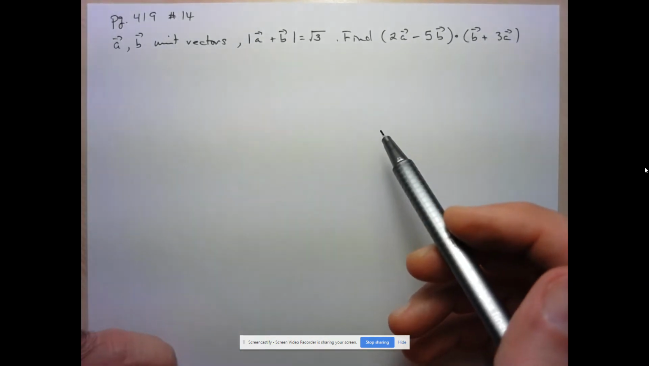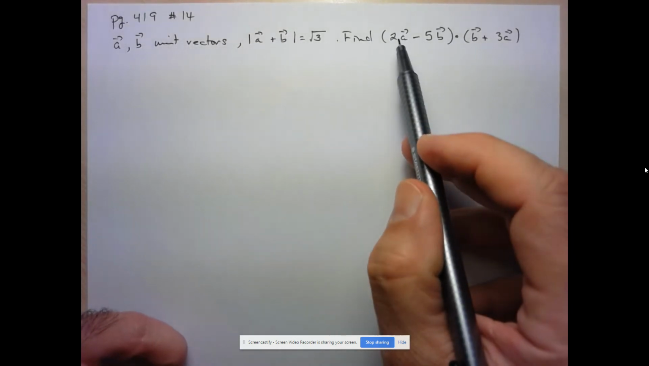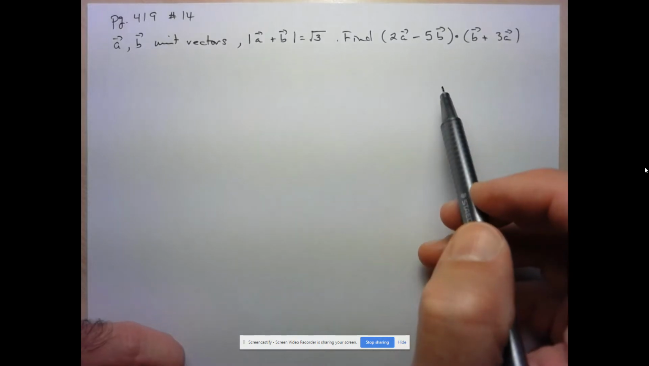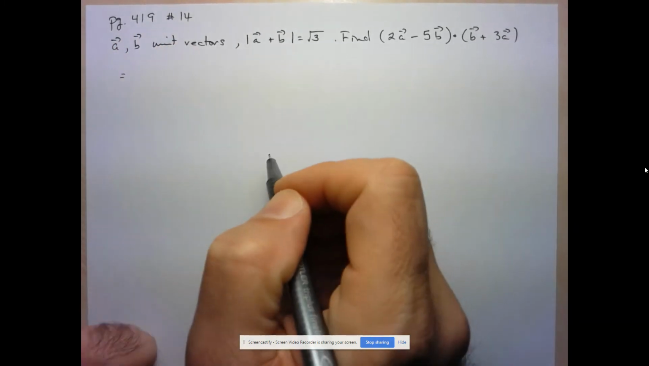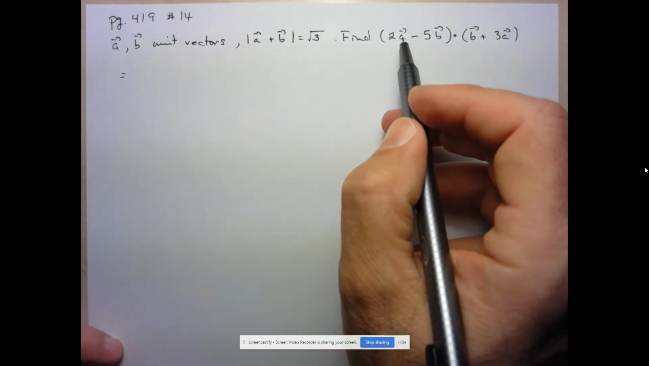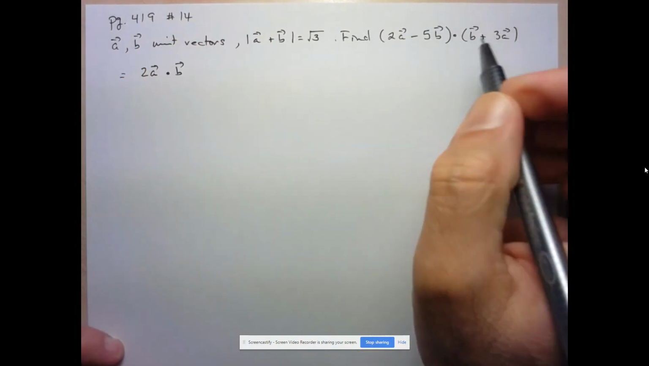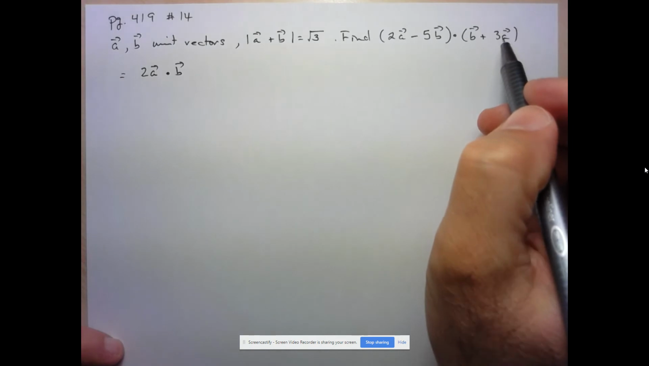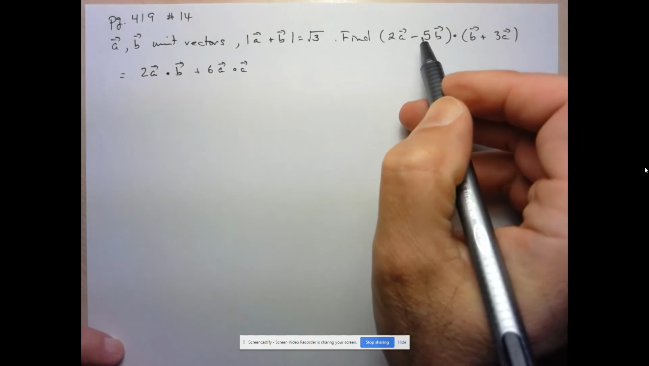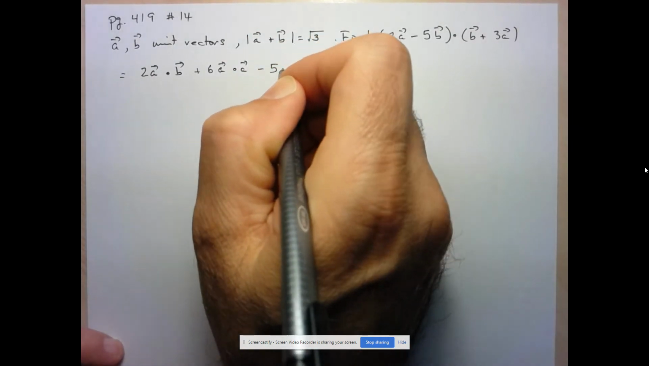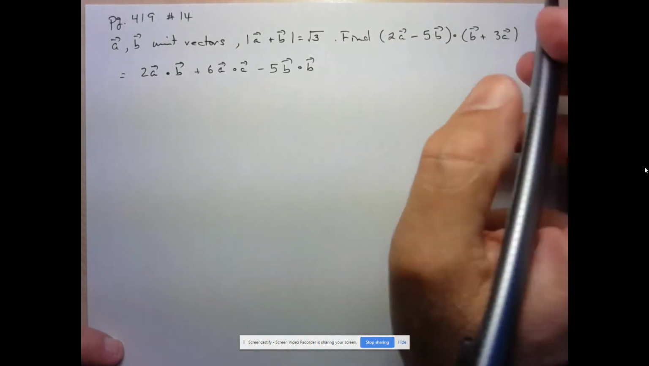Okay, so first of all, I'm going to use the distributive property of the dot product to allow me to write this expression into a bunch of much simpler ones. Okay, so let's apply the distributive property here. So here we have 2 A dot B. Here we've got plus 6 A dot A. Okay, here we've got negative 5 B dot B. And then finally we have negative 15 B dot A.